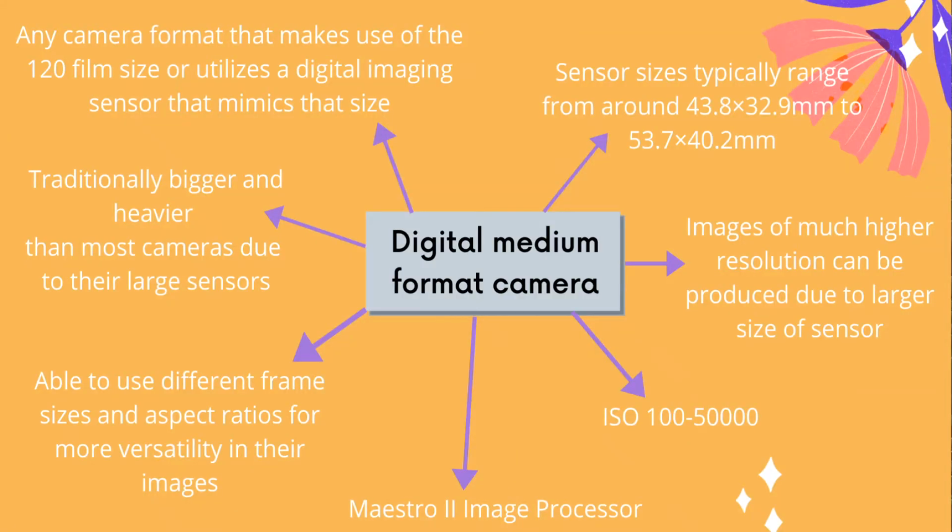Okay, so the sensor size typically ranges from around 43.8 times 32.9 mm to 53.7 times 40.2 mm. And then the images of much higher resolution can be produced due to the larger size of the sensor. So this type of camera usually has a large sensor that can make higher resolution pictures. And then the ISO is 100 to 50,000, and then Maestro 2 image processor, able to use different frame sizes and aspect ratios for more versatility in their images.